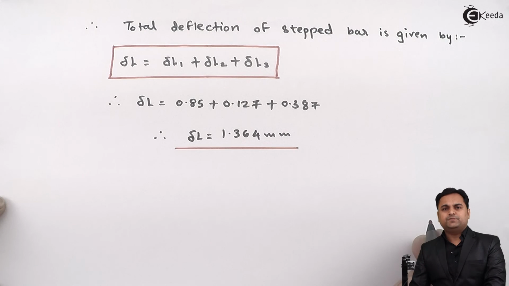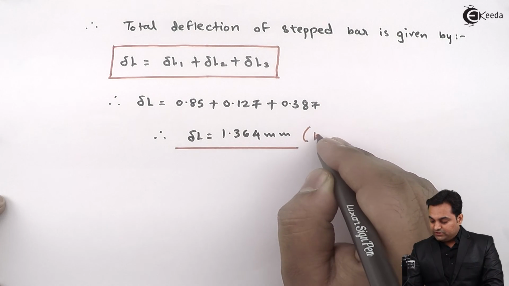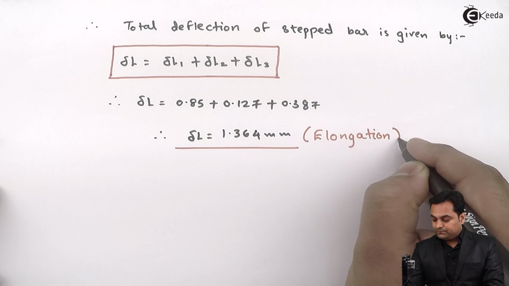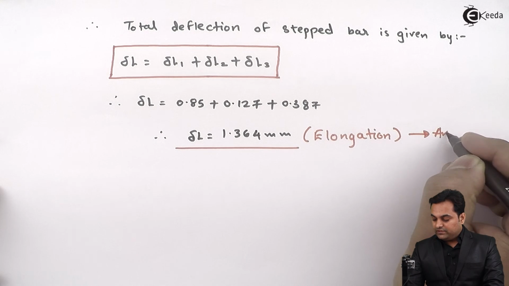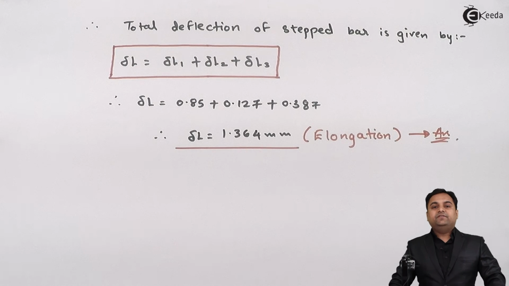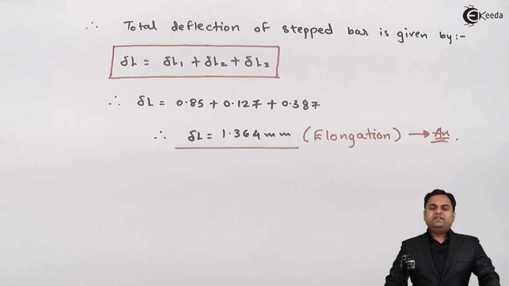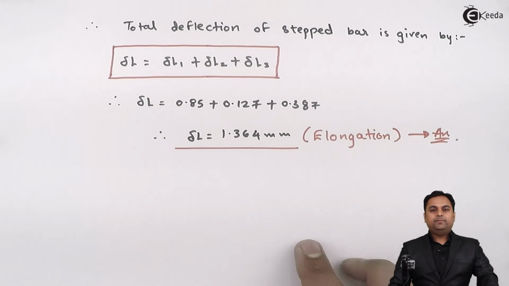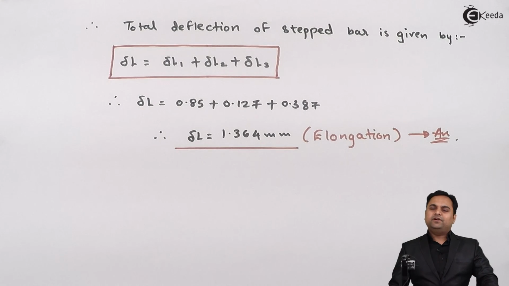Since this answer is positive, it means there is elongation of this stepped bar. This is the answer. And suppose if the answer would have been negative, it means there is decrease in length, and that is called as reduction. So here, as we see in this problem, they were telling us to calculate the total elongation of the stepped bar, and we have found out that value, that is 1.364 mm elongation, and with this we complete the question.